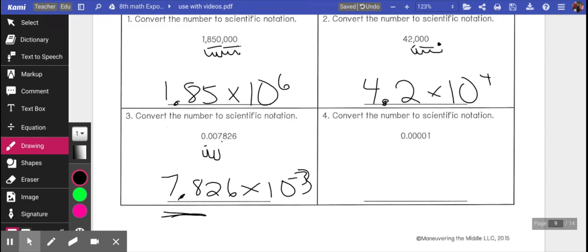Next one. If you notice, from where the decimal point is over to the 7, there are 3 numbers. On this one, we need to move it way over here to the end, after the 1. There are going to be 5 numbers here, so it's going to be 1 times 10 to the negative 5th.